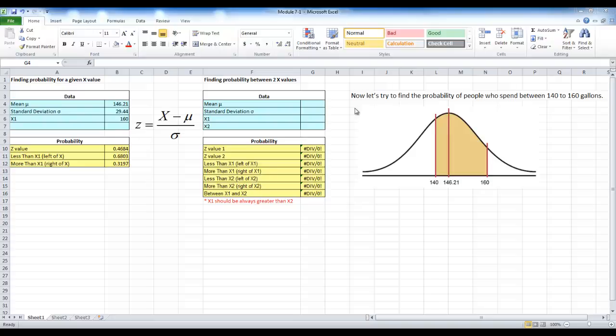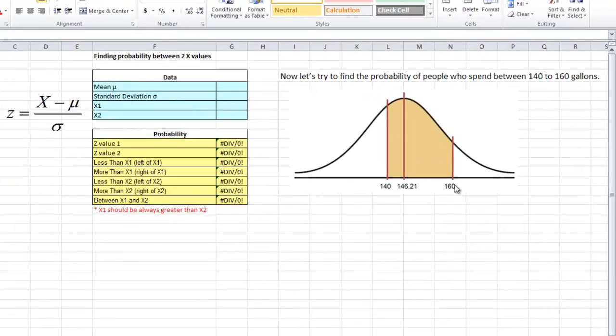Okay, this time let's try to find the probability of people who spend between 140 to 160 gallons. Now this time we need to use this formula here, finding probability between two x values. So two x values are 140 and 160.